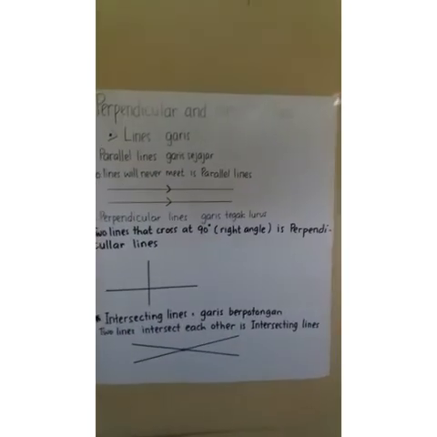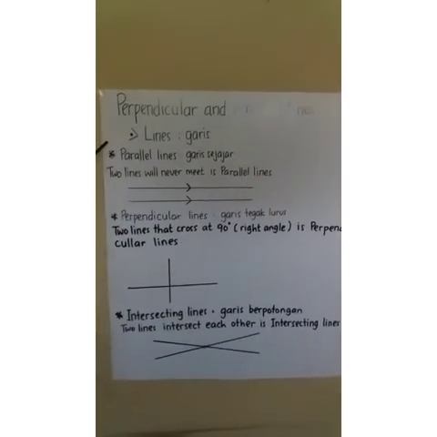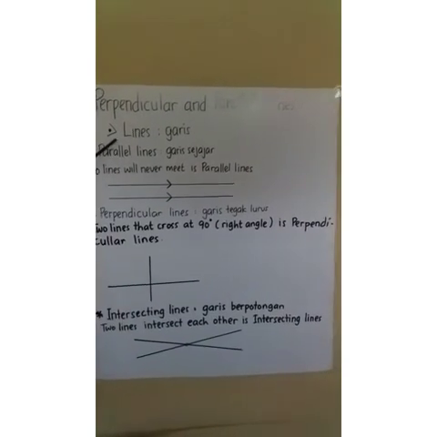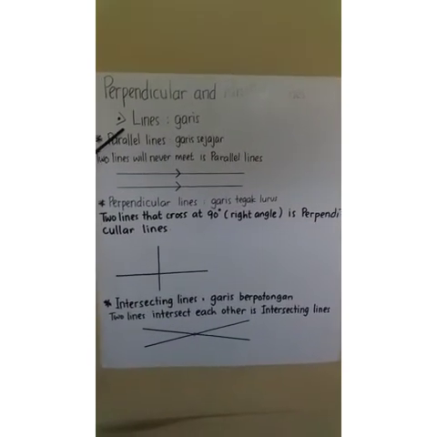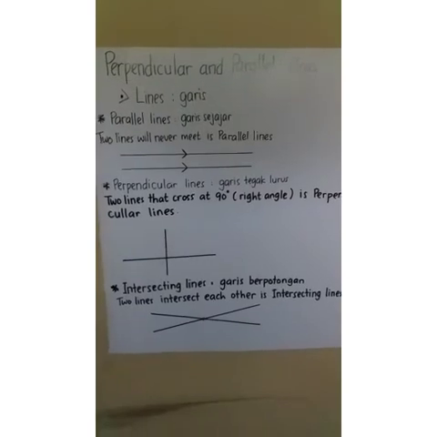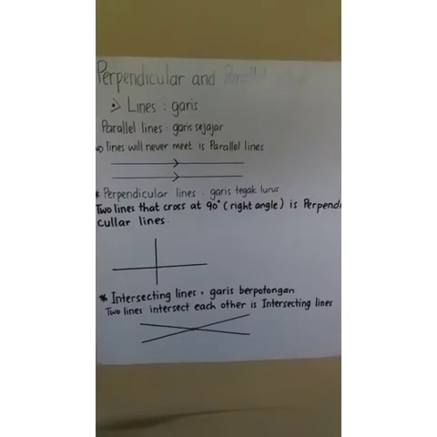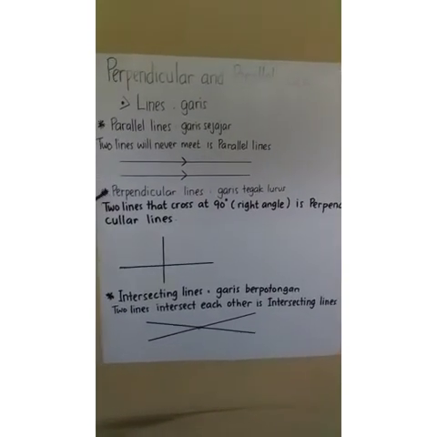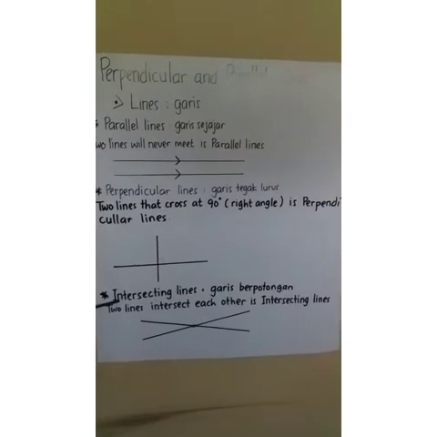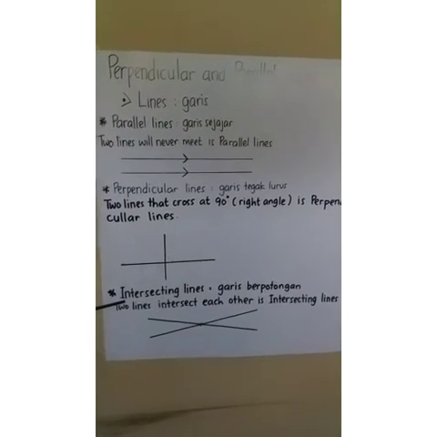Okay. This is perpendicular and parallel lines. Do you know what the meaning of line is? Line means garis. There are three kinds of line: parallel line, perpendicular line, and intersecting line.